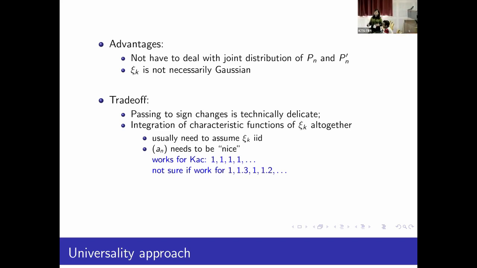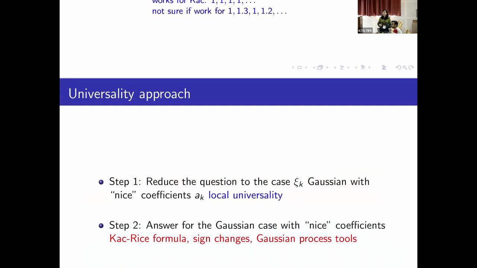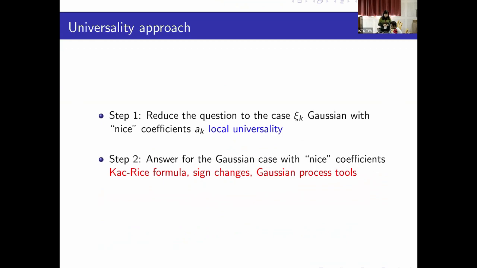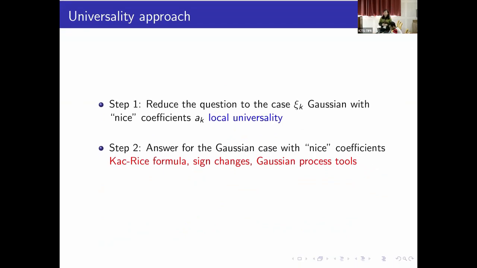So in other words, doing the integration of the characteristic function is not always robust to the changes. There is a more robust method that has been developed recently. It's known as the universality approach, and it consists of two steps. The first step is to reduce to the case when the random variables are Gaussian, and the coefficients a_i here, if there are, being nice. And the second step is to answer whatever question you have for the Gaussian case and nice coefficients.